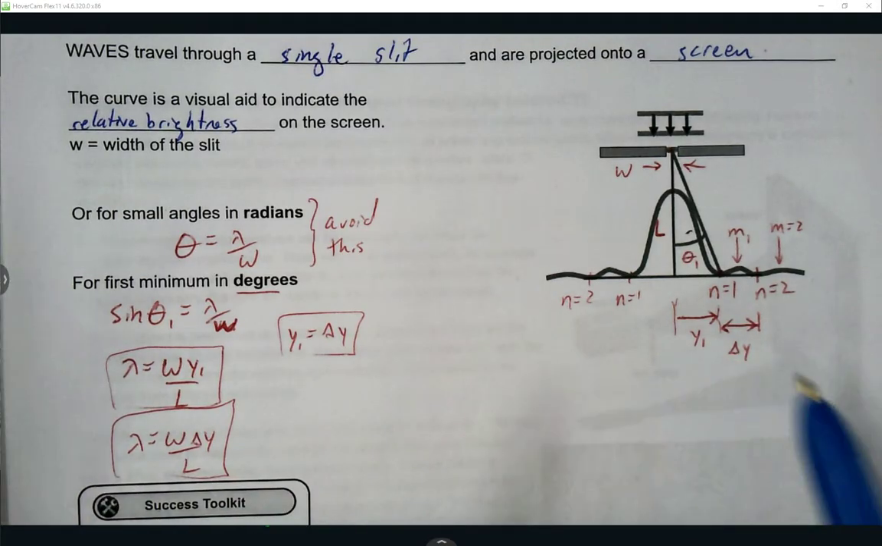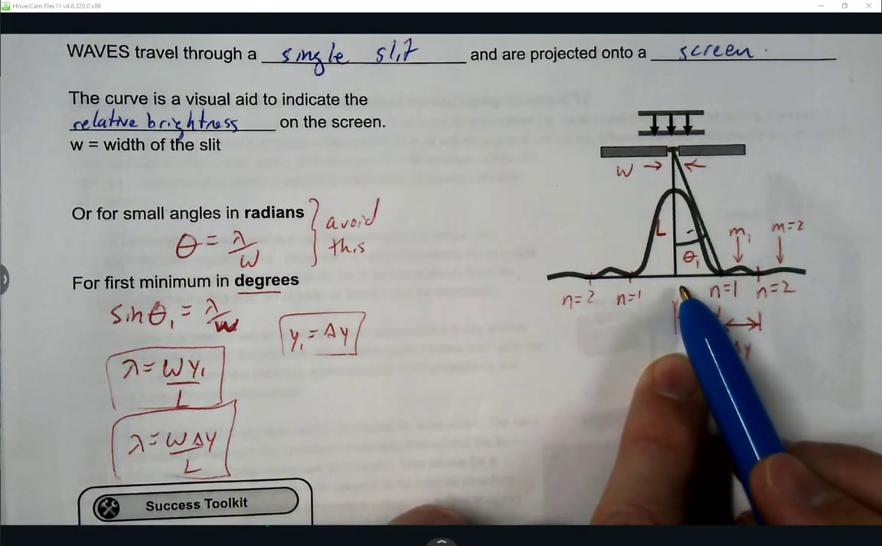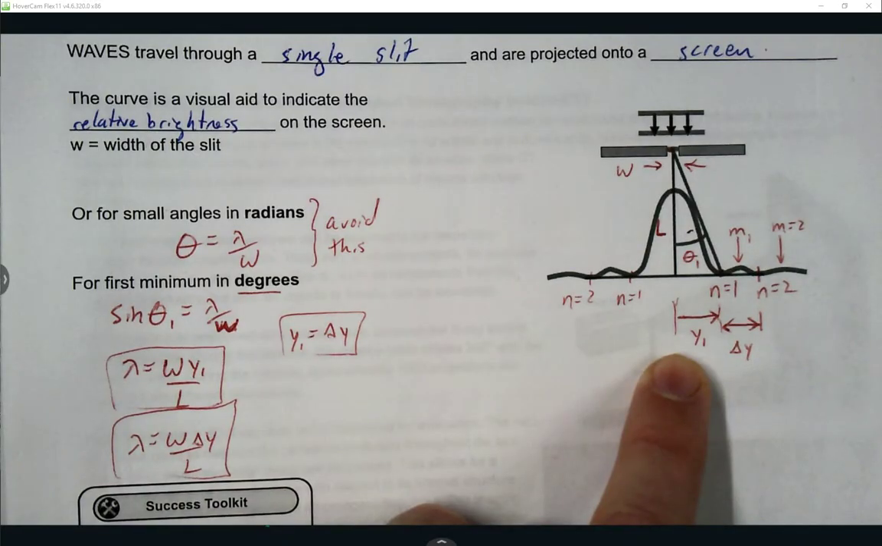What's Y1? Y1 is how far away that dark spot is from the center of the pattern. You'd measure it in meters. Okay? Does anybody have any questions about that? Does that make sense? I'm just laying out the geometry and the letters and what the letters stand for. Okay?